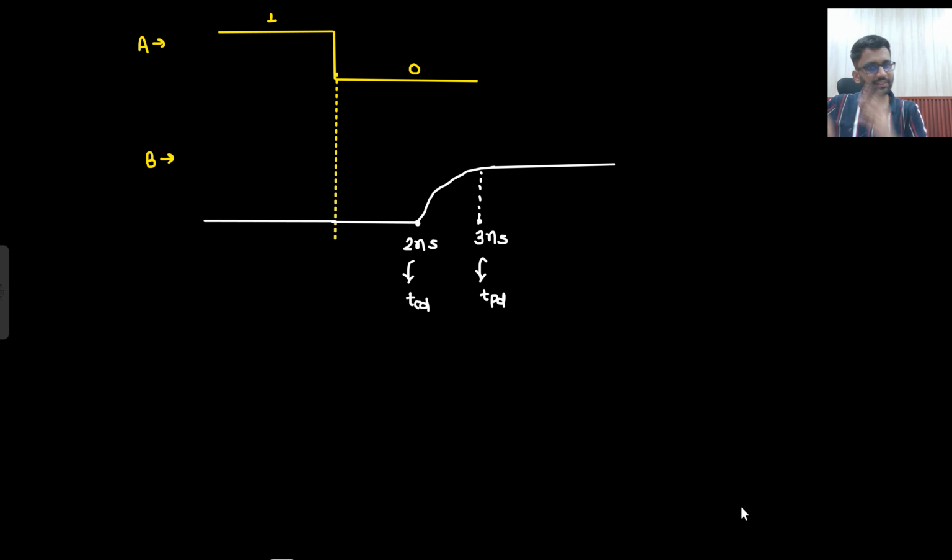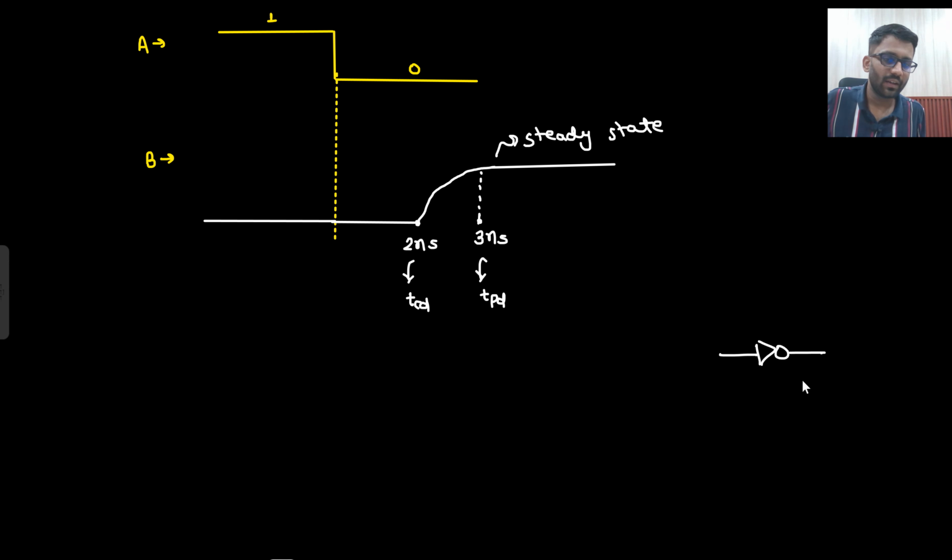That means you have reached the final state. This is the steady state, and the steady state is 1. So propagation delay is the time required to reach the steady state, and contamination delay means it will start going towards the steady state. Why is that happening? That is of no use actually, but let me just tell you.